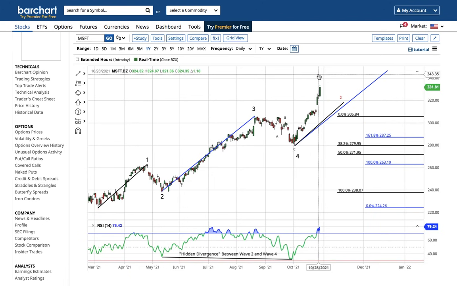And all you can really do, if you're just looking at the Microsoft chart, we've reached the wave 5 target that I had. So all you can really do is hope for a wave 2 to ride waves 3, 4, and 5 to the upside.